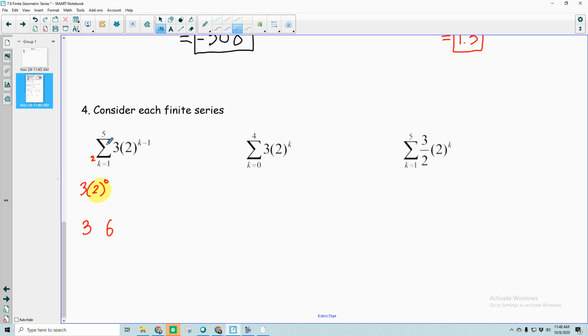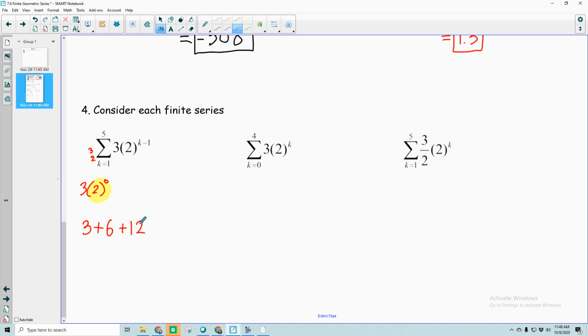And remember, this is a sum, so that means that I'm adding these numbers. So 3 plus 6. And then now I'll go to the next index. So now I'm going to plug in 3. 3 minus 1 is 2, to the power of 2 is 4. 4 times 3 is 12. So 12 is the next term in the sequence.